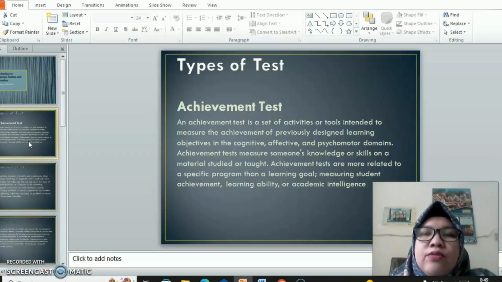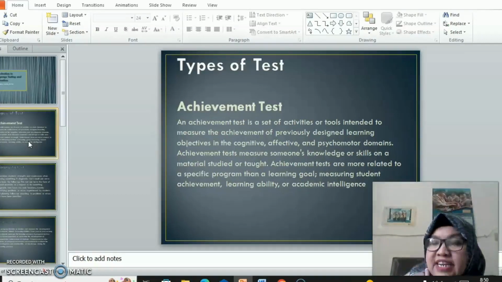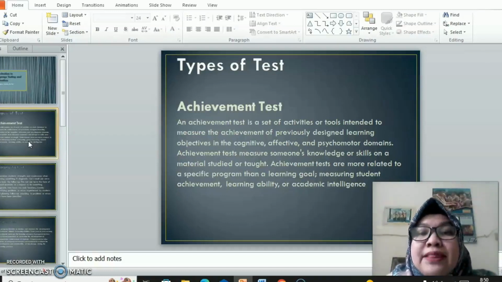And then the judgment tools that can judge our students, whether they have achieved our learning objective or not, is the achievement test. The achievement test can be done at some certain points of teaching. What is already familiar is formative and summative tests.